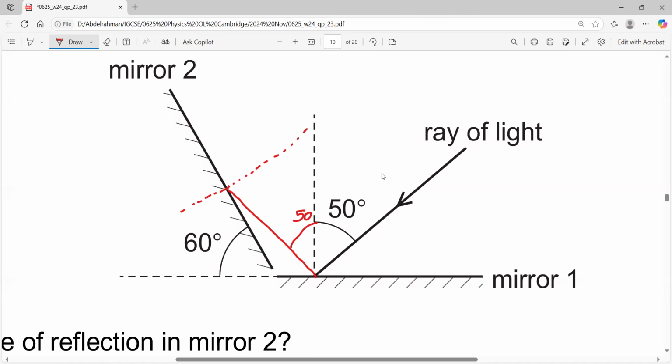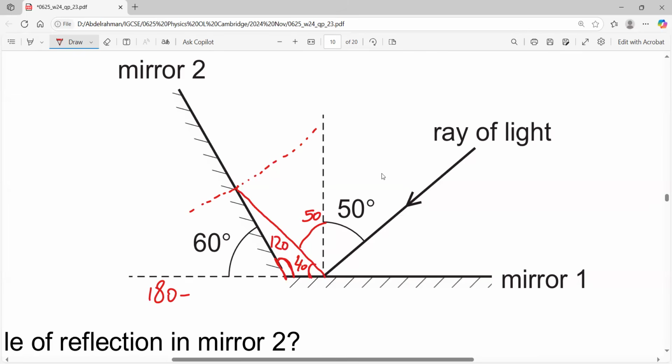Now let's solve using our knowledge of triangles. This is an obtuse triangle, and what would this angle be? 90 minus 50, this would be 40. What about this obtuse angle? It would be 180 minus 60, which is 120. How did I find it? Again, it's 180 minus 60, which is 120.